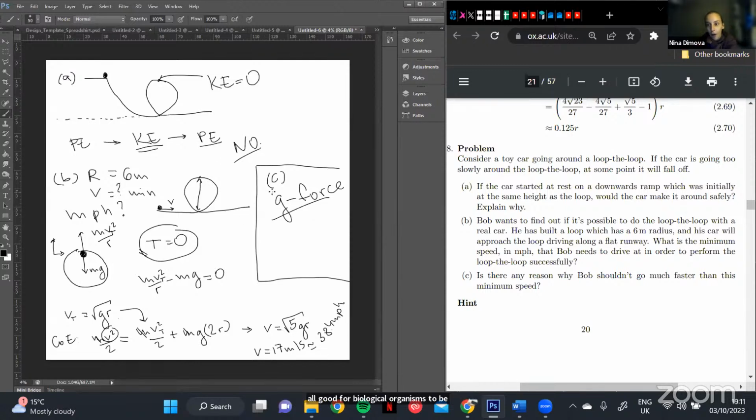So he shouldn't go much faster than what is needed so that he doesn't pass out, for example, when he is on top of the loop. Yes, I think that's this question. I'm going to answer questions in the Q&A, but let's move on.